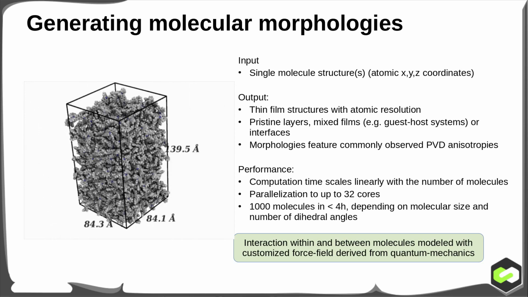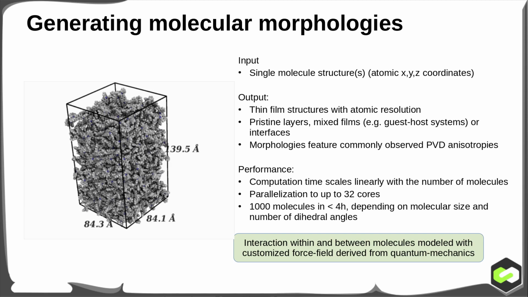The input that we need to generate morphologies are XYZ coordinates of the single molecules, if possible pre-optimized, but we have the parameterization module to optimize the atomistic coordinates with DFT. The output of Deposit are thin film structures with atomistic resolution, and they can be either pristine layers, but we can also obviously deposit mixed films or deposit interfaces.